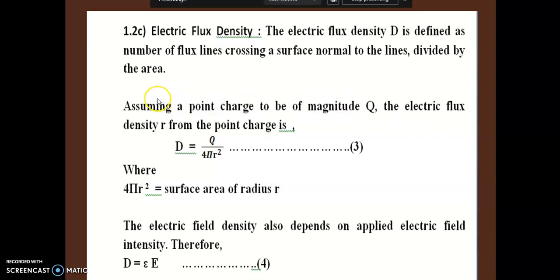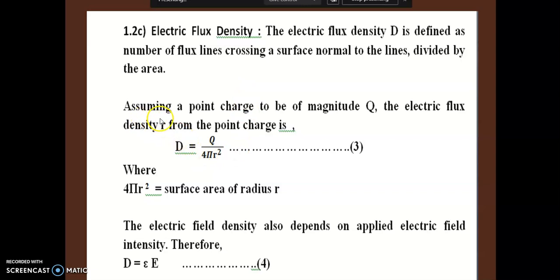Okay. Next definition, electric flux density. So what will be flux density? The flux density is defined as the number of flux lines crossing a surface normal to the lines divided by the area. So when you consider the surface for density, that surface should be perpendicular. Normal means perpendicular, so the angle has to be 90 degrees. So it is divided by an area.